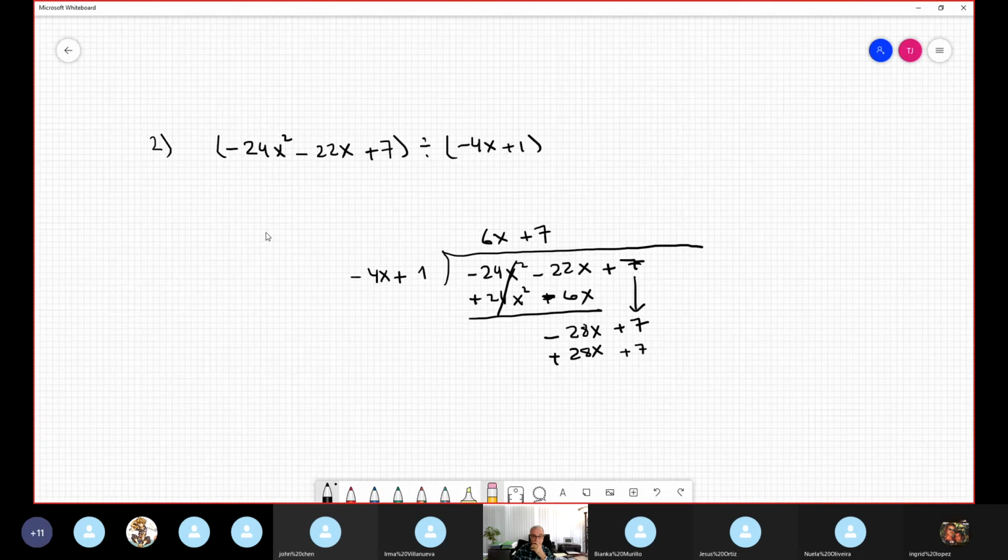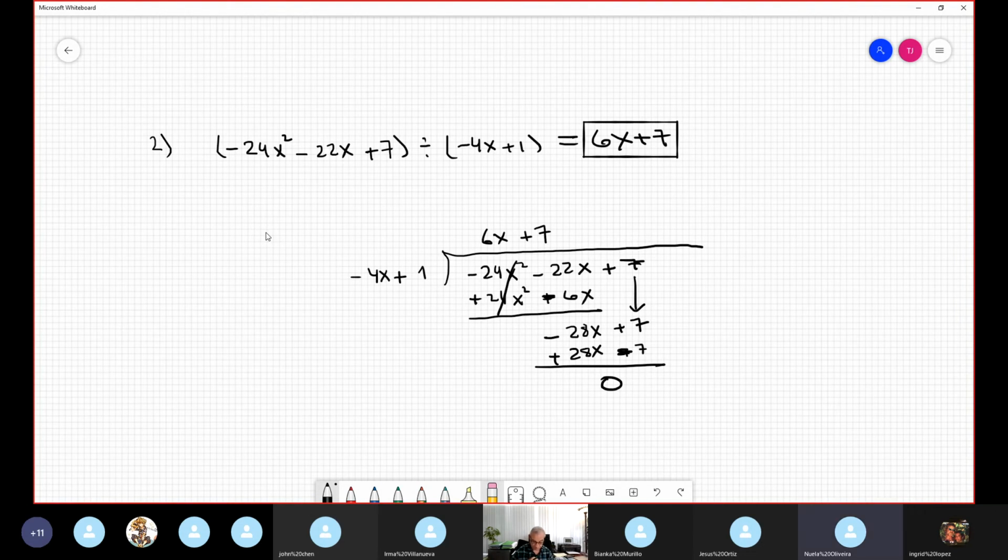But by subtracting, you change the sign. Again, 0 remainder, and the answer is 6x plus 7, because we have no remainder. Crystal clear or confusing? Professor, I don't get the 28.